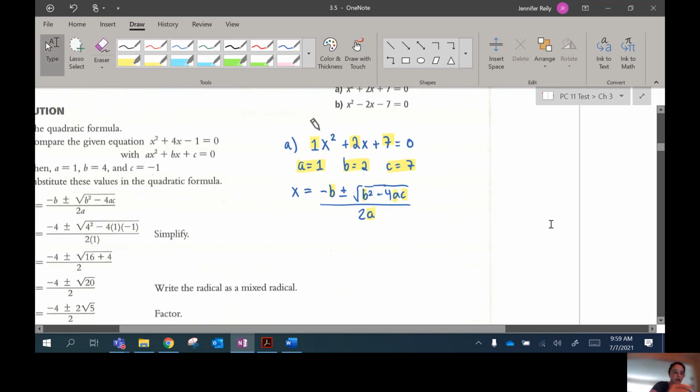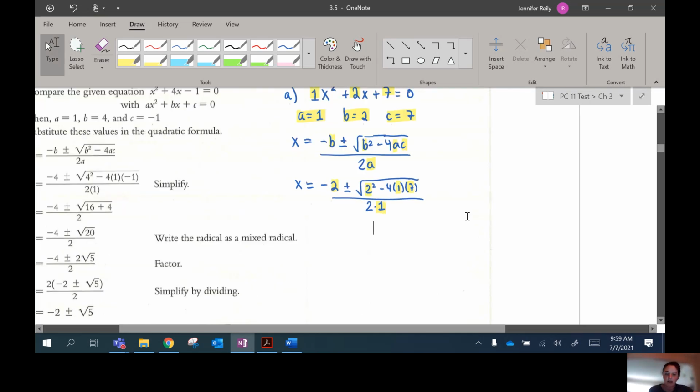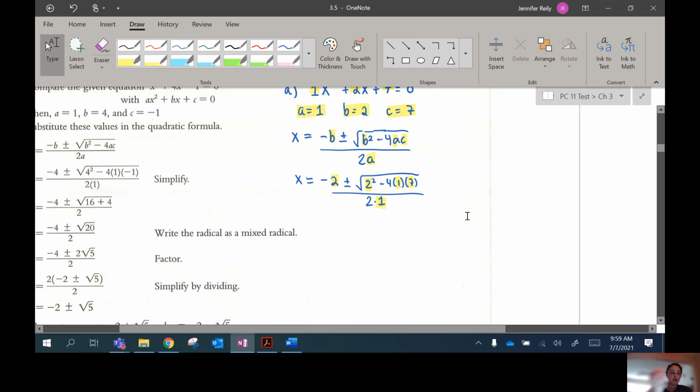Okay, so let's go ahead and do that. It's just a plug and chug here. So I'll have negative 2 plus or minus 2 squared minus 4 times 1 times 7 all over 2 times 1. Okay, so wherever there was a letter, I just put whatever value that letter was equal to. And then we just simply simplify and we're finished. So it really is a shortcut.